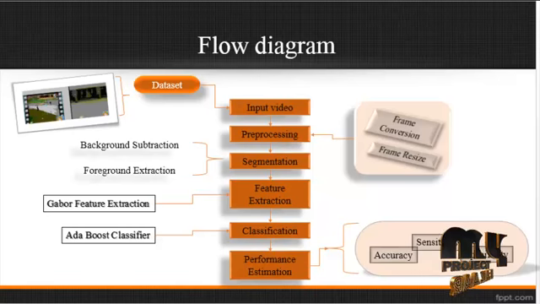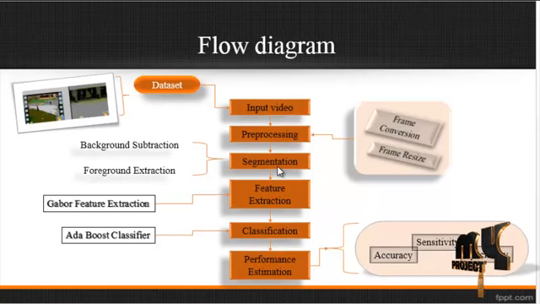Now we are going to discuss the flow diagram for the process. This is the overall flow structure for the process. At first, the input video is taken from the dataset. The dataset is the folder which consists of several input videos. After getting any one video from the dataset, the frame conversion and frame resize will be carried out. Frame conversion is nothing but converting the video into a sequence of images. After the frame conversion, the frame resize will be carried out. Frame resize is resizing the number of pixels, row wise and column wise.